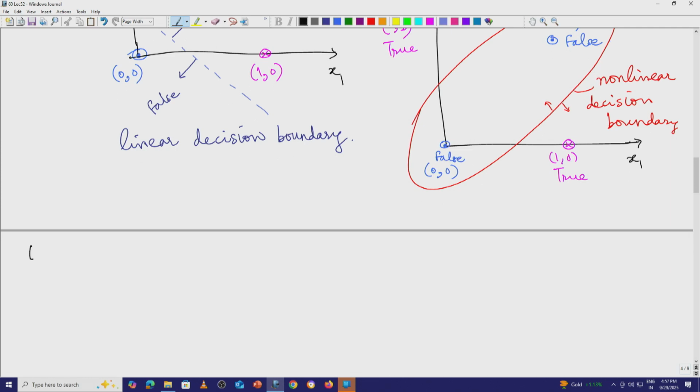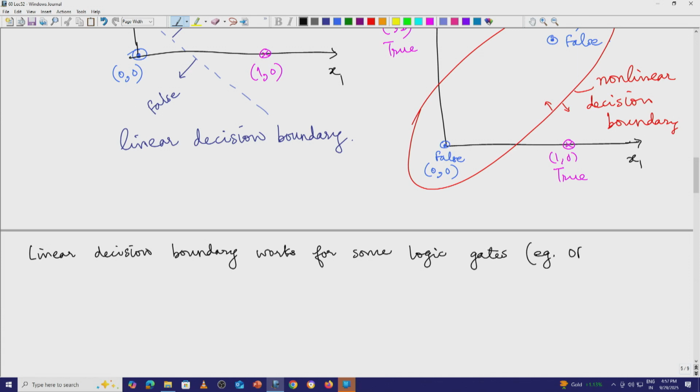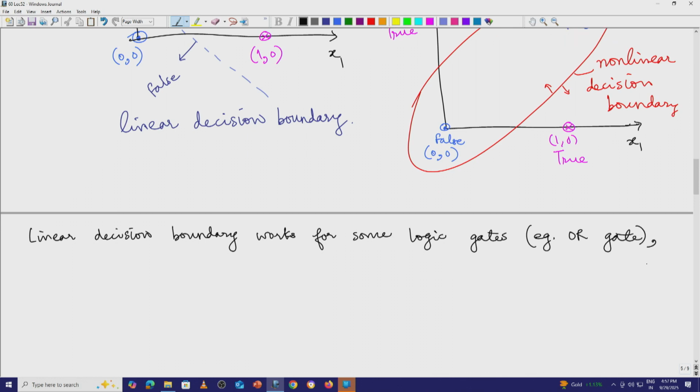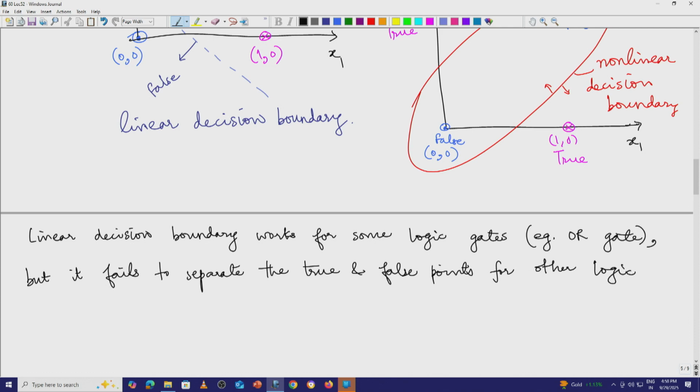A linear decision boundary works for some logic gates, for example the OR gate which we looked at, but it fails to separate the true and false points for other logic gates, such as the XOR gate or the exclusive OR gate, and in this case one requires a non-linear decision boundary.